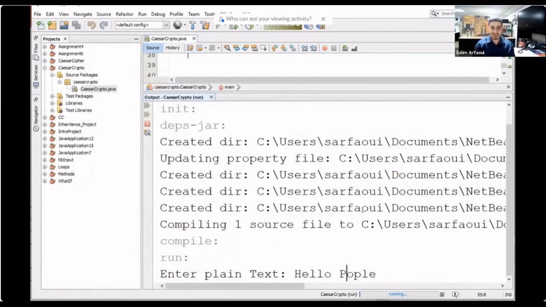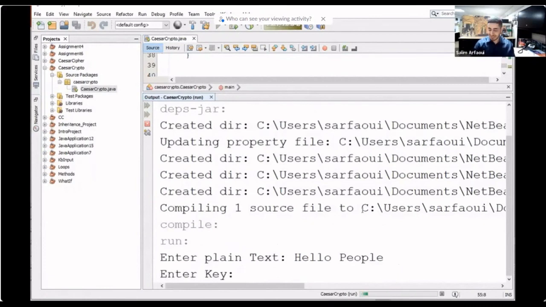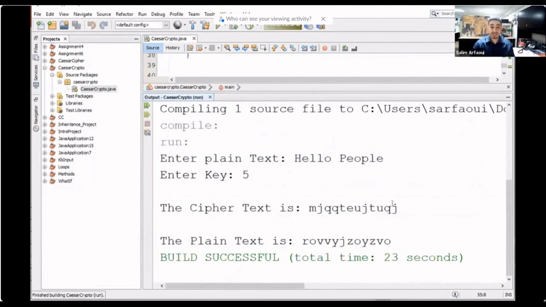Yeah, spell people right. Okay, and press the enter key. It says, give me a key. Let's use a shift of 5 and see here.